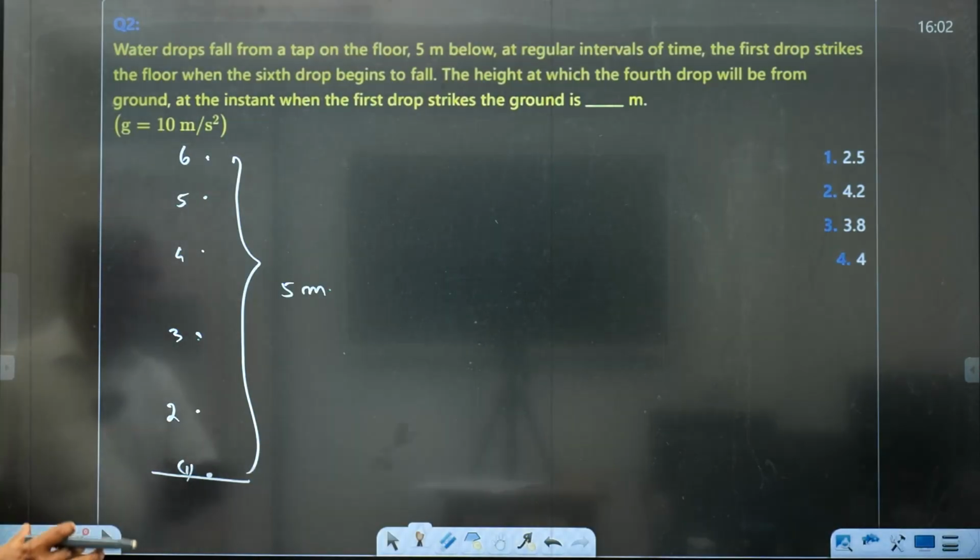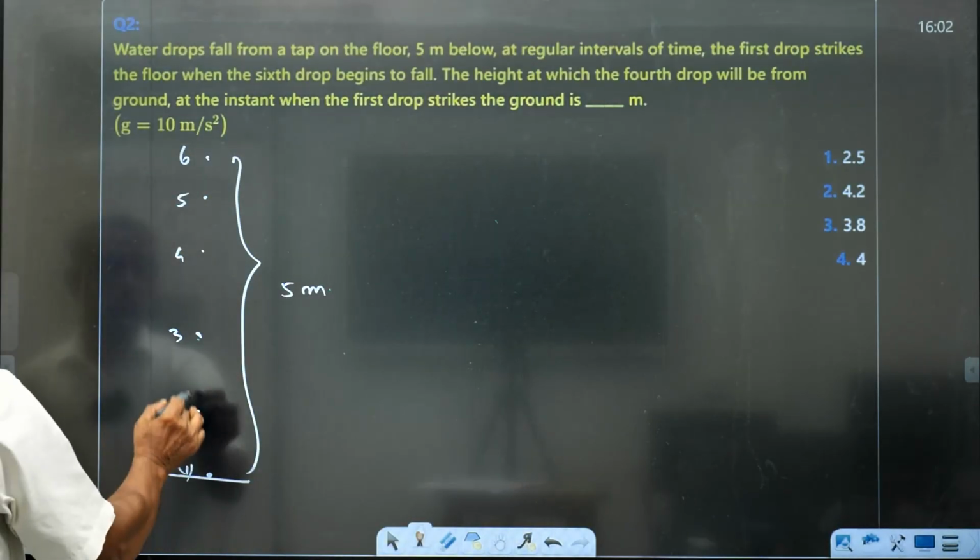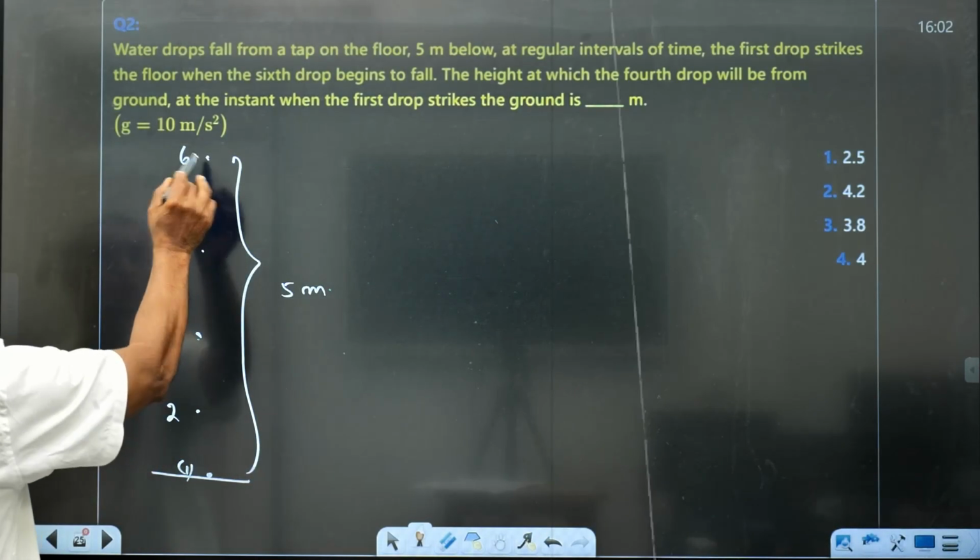Now we took a photograph of these drops. First drop, second, third, fourth, fifth, sixth one.